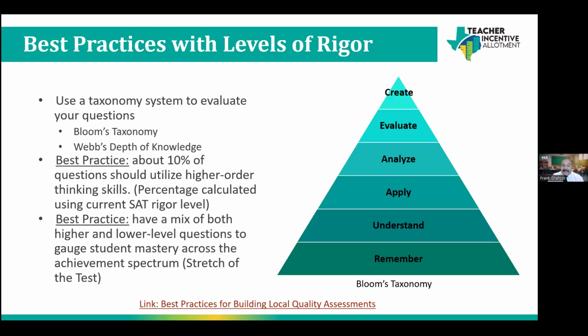According to researchers, the SAT reserves around 10% of the questions to utilize higher order thinking skills such as analyze, evaluate, and create. Another best practice is to have a mix of both higher and lower level questions to gauge student mastery across the achievement spectrum. And so what we mean by that is the stretch of the test. Are you assessing both your highest and lowest achieving learners? Are you getting reliable data back from assessing both your highest and lowest achieving students?